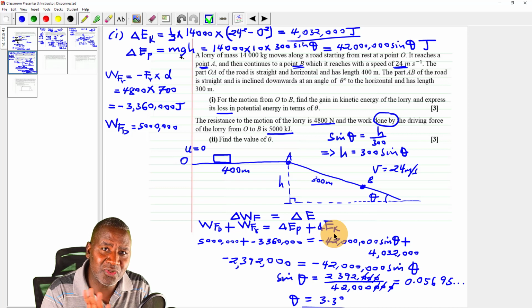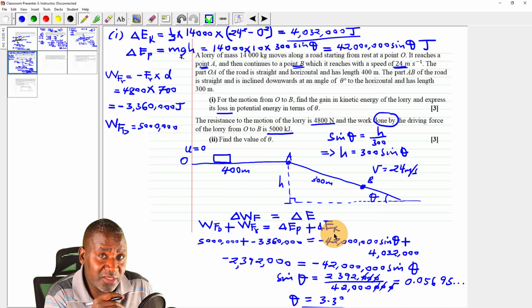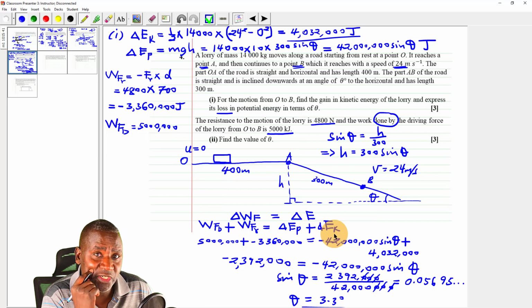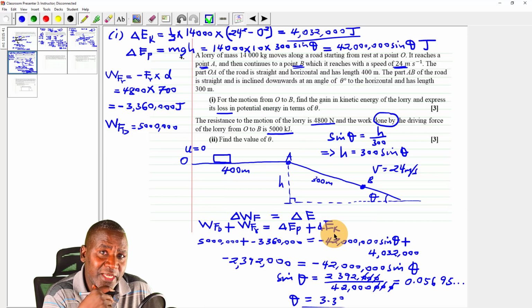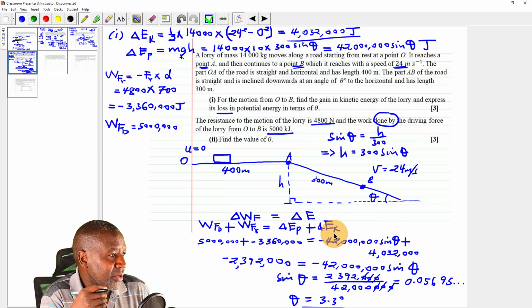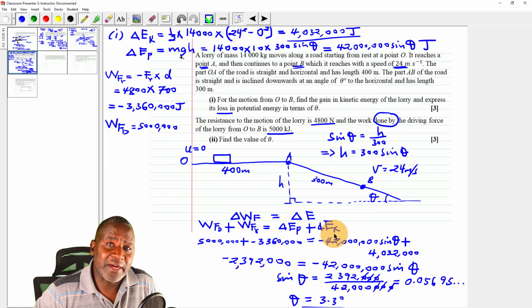This expression never fails. And I'd like to challenge any student out there. If there is a question which you have worked out and you have tried to use that expression and it fails, let me know what that question is, and then we can look at it together. And that is how you would work out question number 4. Let's go to question number 5.